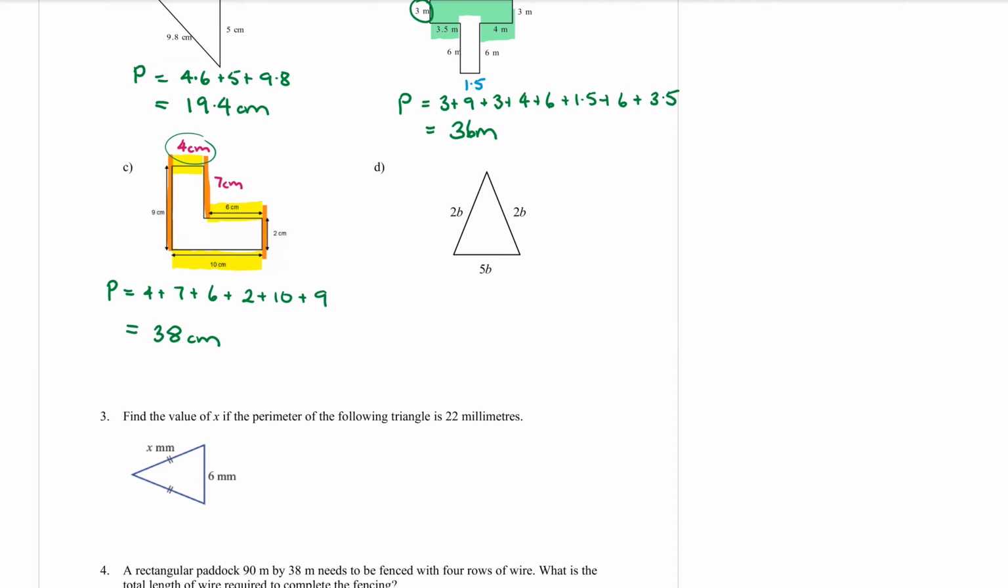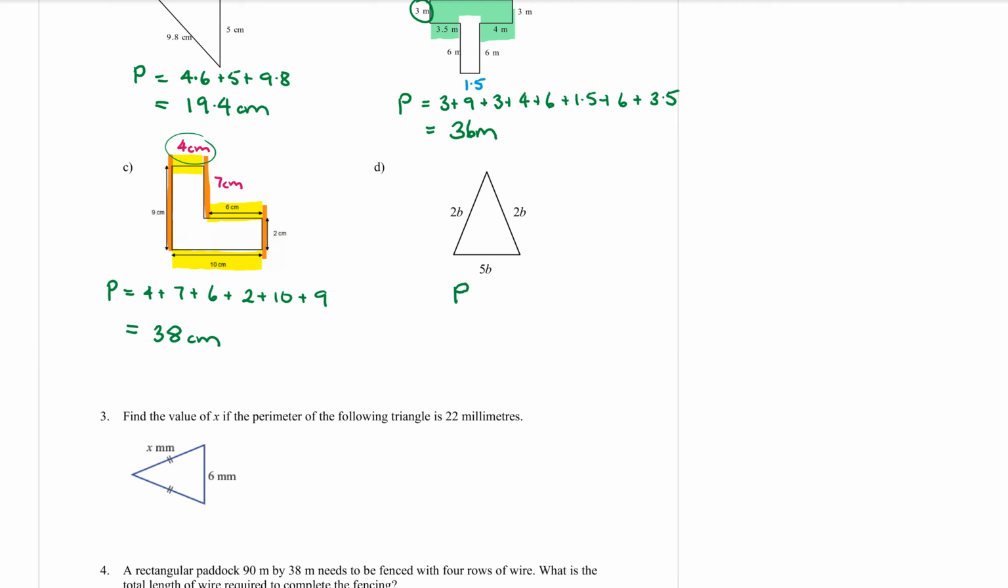And part D, I'm trying to find the perimeter. Now this one looks a little bit different because instead of having measurements on there in meters or centimeters, I've actually got some algebra terms on there. I've got 2b, 2b, and 5b. So we can still find the perimeter as an expression involving b.